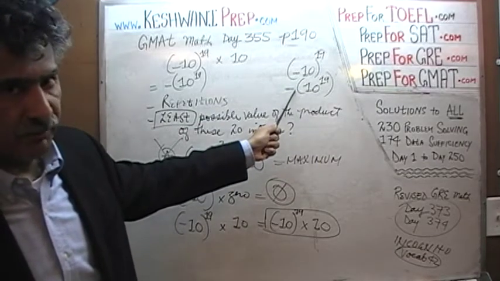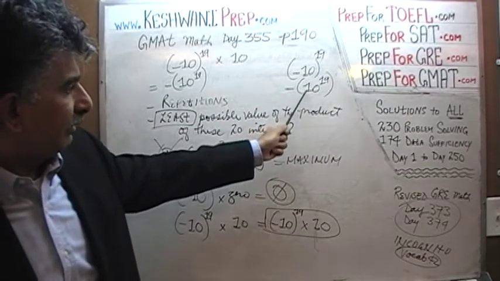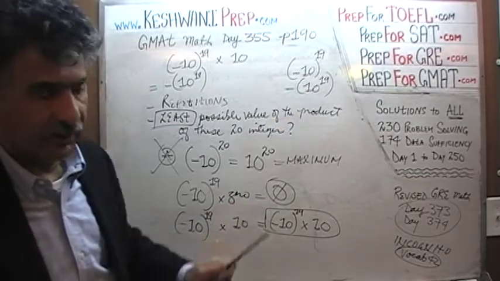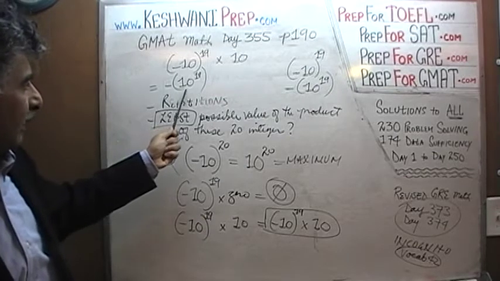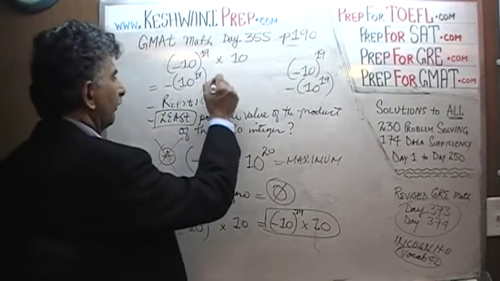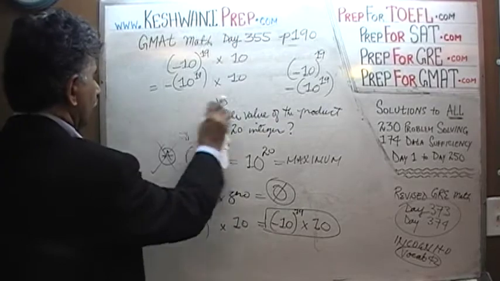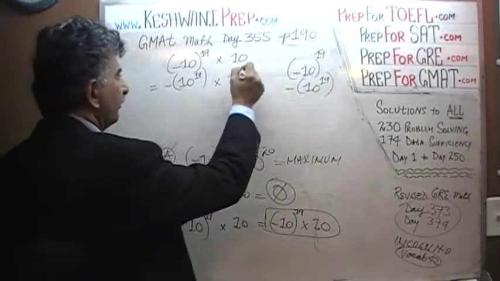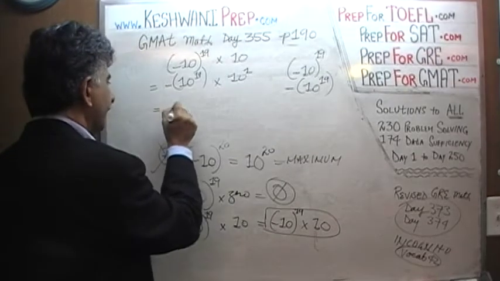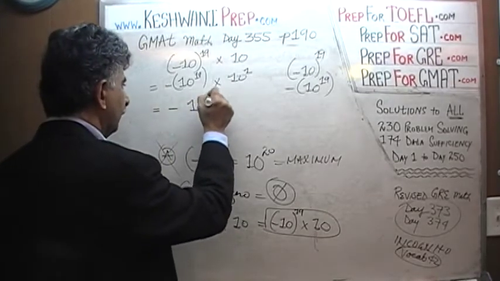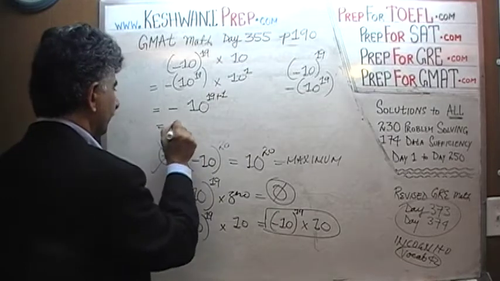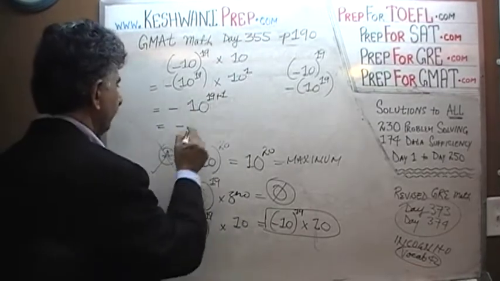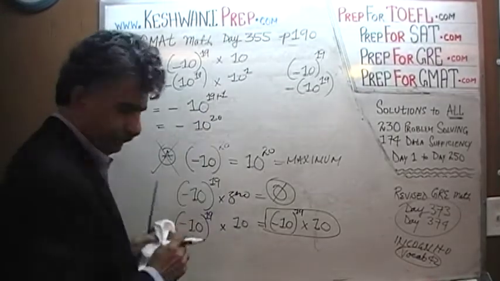It's a very huge negative number. This is the same as negative times 10 raised to 19, times 10. So now we have 10 raised to 19 times 10, which is the same as 10 raised to 19 plus 1. So what we end up with is negative times 10 raised to 20, which of course is negative 10 raised to 20.